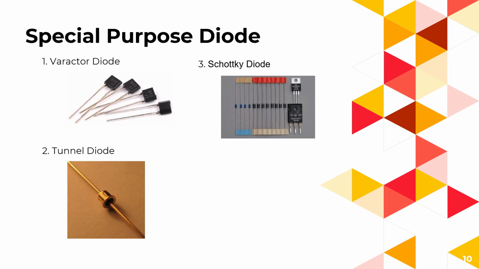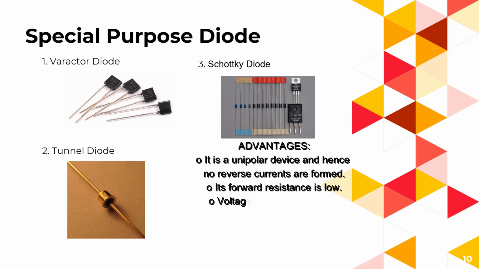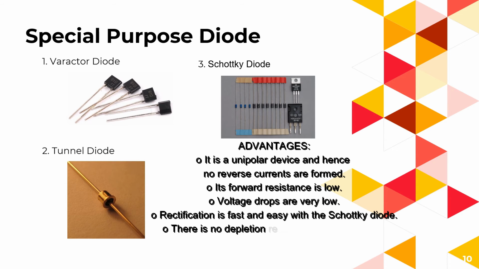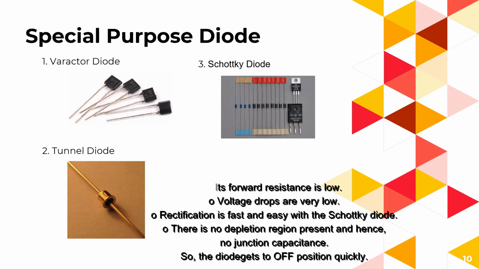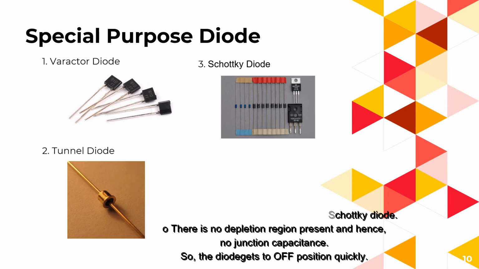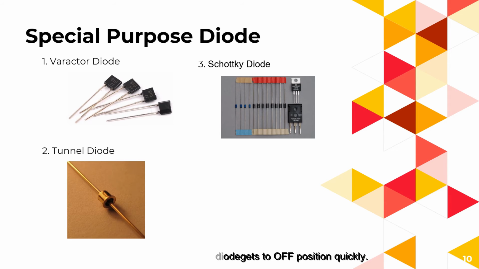There are many advantages of Schottky diode, such as it is unipolar device and hence no reverse currents are formed, its forward resistance is low, voltage drops are very low, rectification is fast and easy with the Schottky diode, and there is no depletion region present, and hence no junction capacitance, so the diode gets to off position quickly.